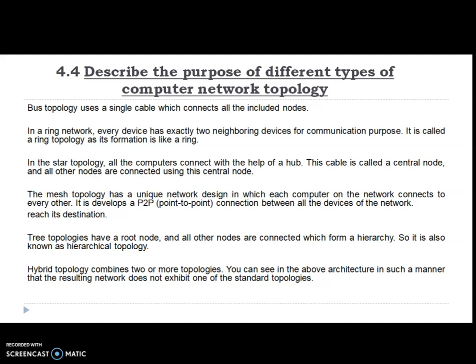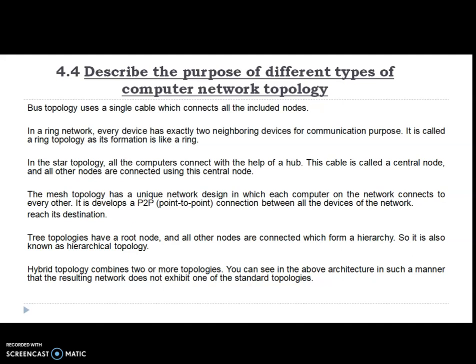In the star topology, all the computers connect with the help of a hub. This is called a central node, and all the nodes are connected using this central node. The mesh topology has a unique network design in which each computer on the network connects to every other. It develops a point-to-point connection between all devices of the network to reach its destination. Tree topologies have a root node and all other nodes are connected, which form a hierarchy. So it is also known as hierarchical topology.